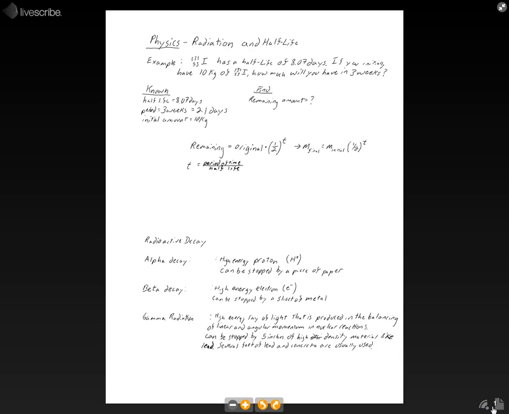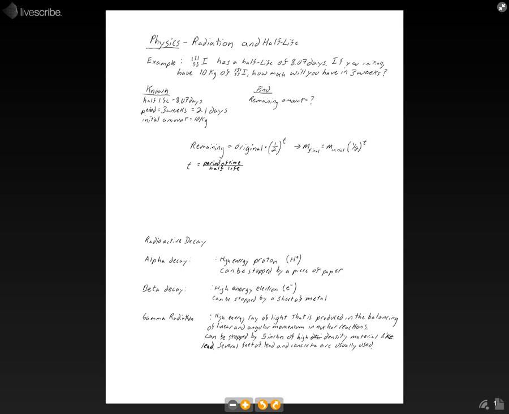Physics, radiation and half-life. So for this example, we have a radioactive molecule that is decaying. It's iodine-131, and it has a half-life of approximately 8.07 days. So if we initially have 10 kilograms of this substance, how much will we have in 3 weeks from now?